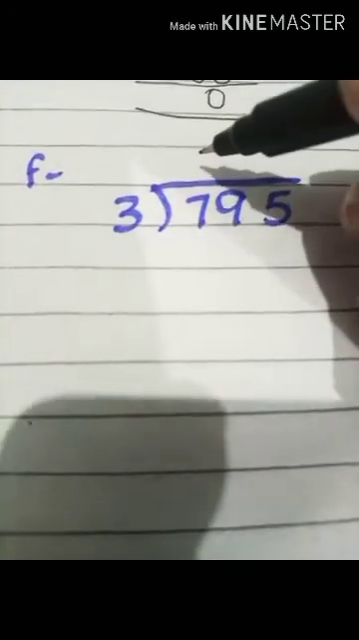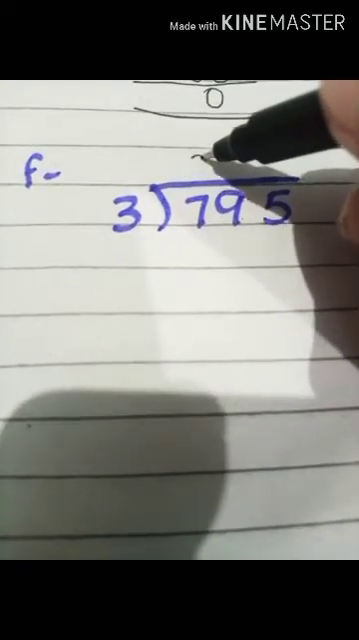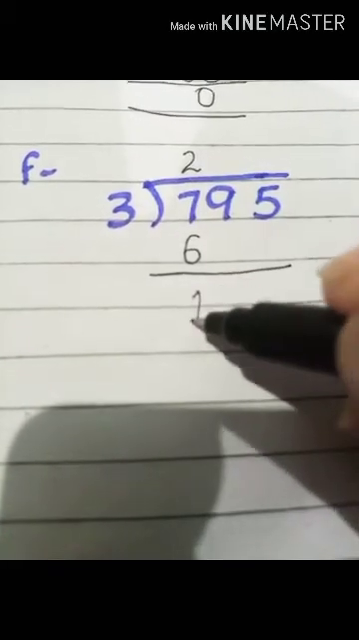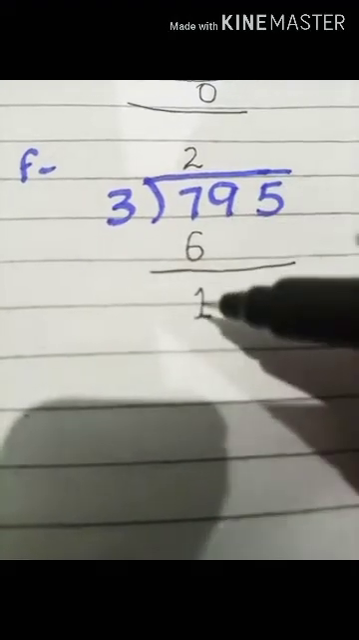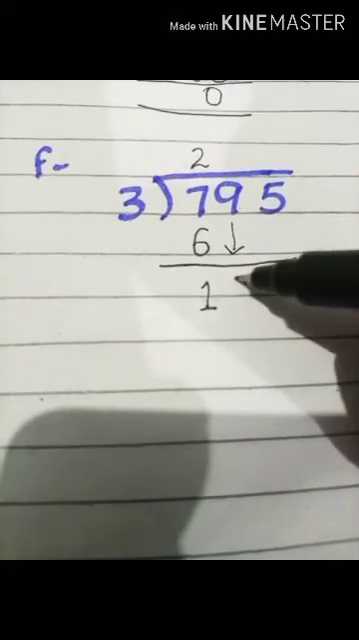Here is my next part, part F. 795 is being divided by the number 3. 3 ones are 3, 3 twos are 6. Here I am writing the number 6. So students, in the next step, 7 minus 6 is 1. Now students, here 1 is smaller than my divisor, so we will have to take this 9 down here. This will become the number 19.